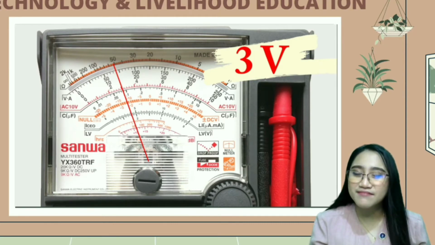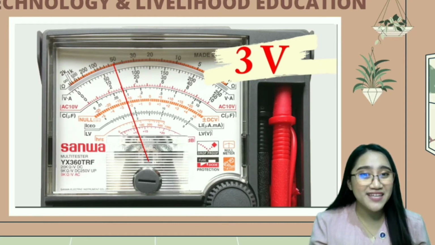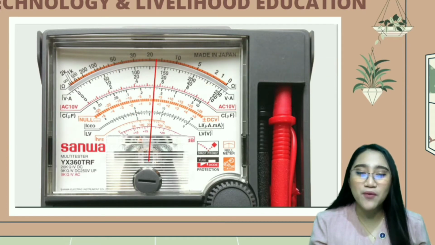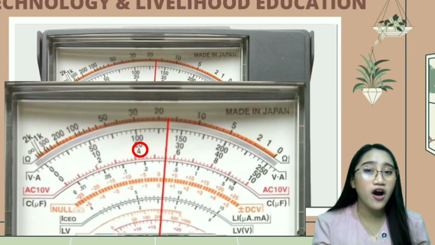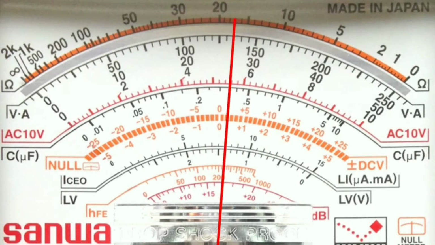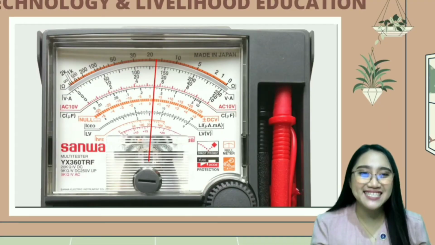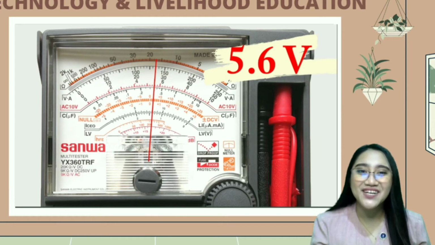Did you get it? Let's try another example. What if our needle points here? Let's start counting from 4 because it is the nearest to our needle. 4, 4.2, 4.4, 4.6, 4.8, 5, 5.2, 5.4, 5.6. Our reading is 5.6 volts.